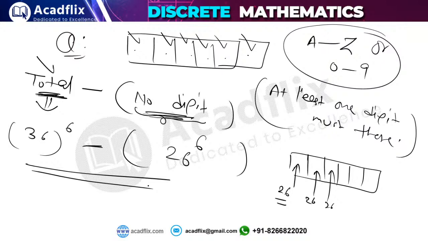Is this correct? Most of the students actually gave an incorrect answer. This is the correct answer. Is this concept clear? 36 power 6 minus 26 power 6, because first you calculate the total passwords, and then from those you minus the passwords which you do not want. You do not want these passwords, so you minus them. So this will be your answer.